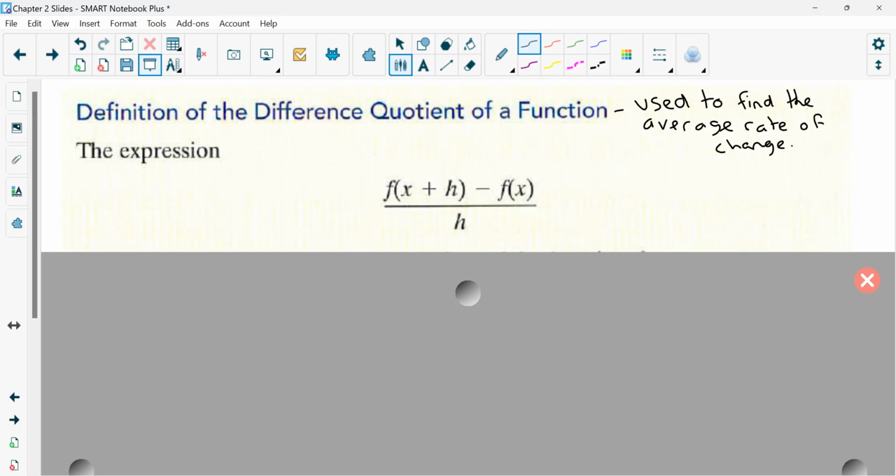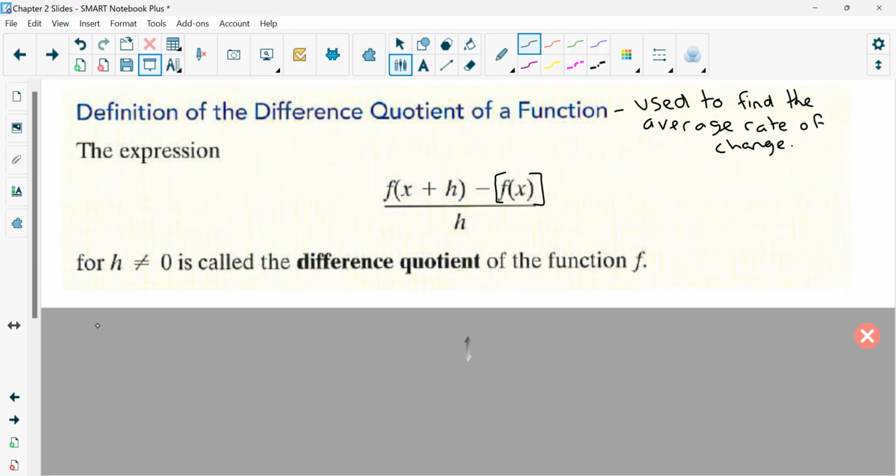It's f of x plus h minus the f of x function. And you might want to put brackets around the f of x because you're subtracting that whole function, all divided by h. So this is called the difference quotient of a function. And obviously h can't be equal to 0 because you cannot divide by 0.